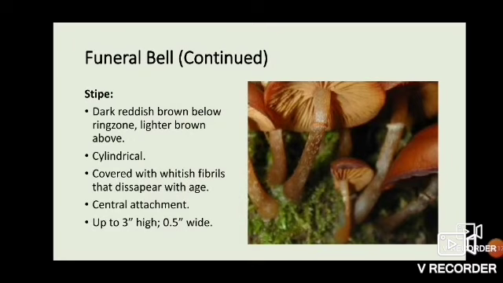The stipe is dark reddish brown below the ring zone, and then lighter brown above, and you can see that very clearly in these. The stipe is cylindrical in shape, and some of these look like they're a little bit swollen at the base, but not much. And then they are covered with whitish fibrils, and those disappear with age. You can see some of them still remaining on the mushroom there that's in focus. They form a central attachment to the cap, and they grow up to about 3 inches high and about a half inch wide.